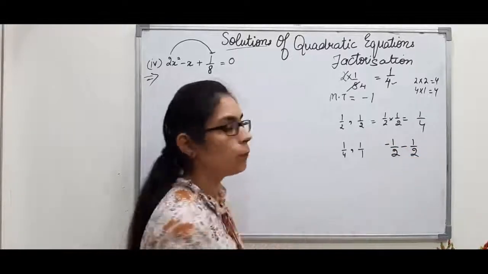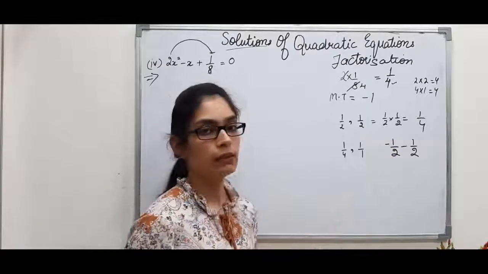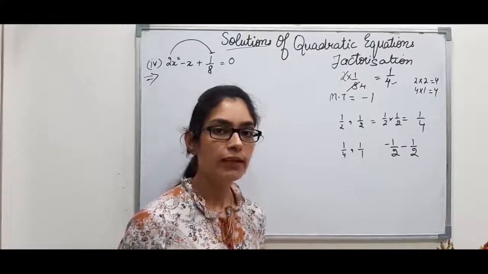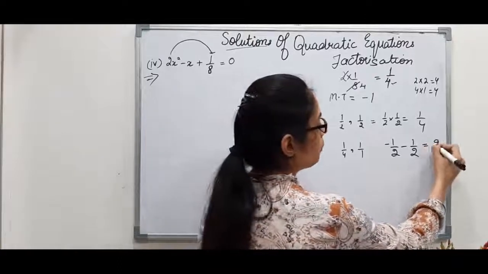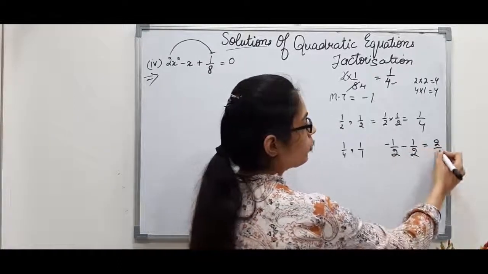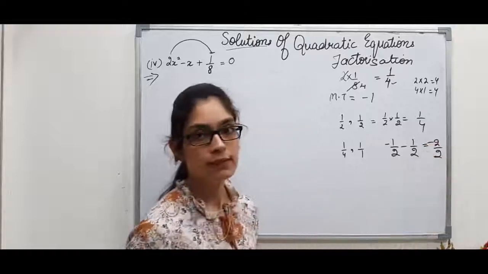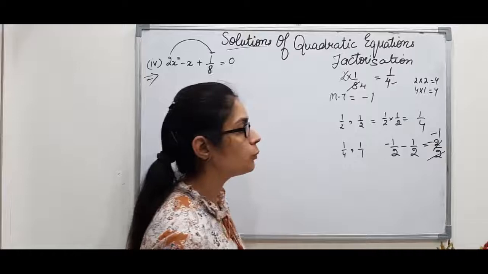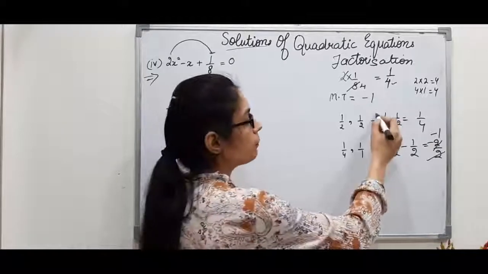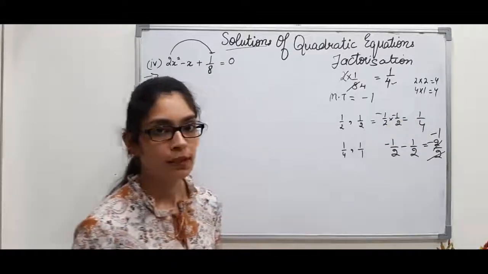So I will take both the signs with minus, because I know minus and minus is also addition. Minus minus is plus, so I will do plus 1 plus 1, 2, but with a minus sign. So 2 and 2 will get cancelled and I will get minus 1. And let's check minus 1 by 2, minus 1 by 2 for multiplication also.